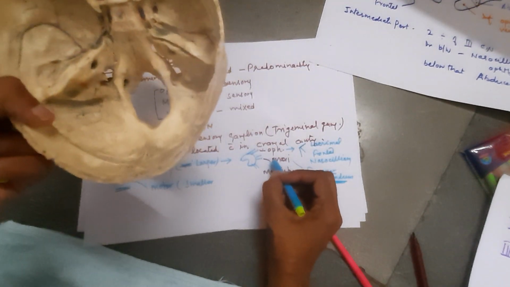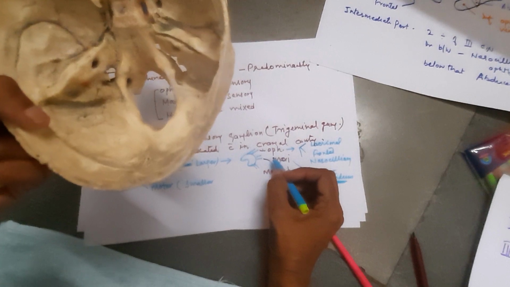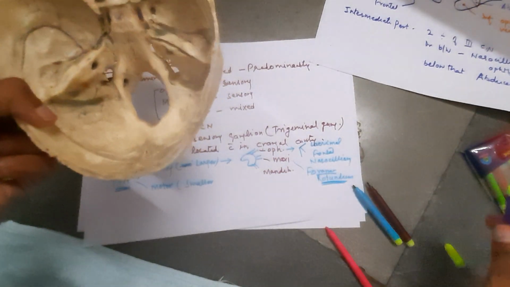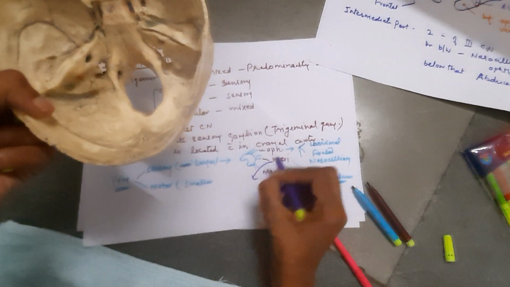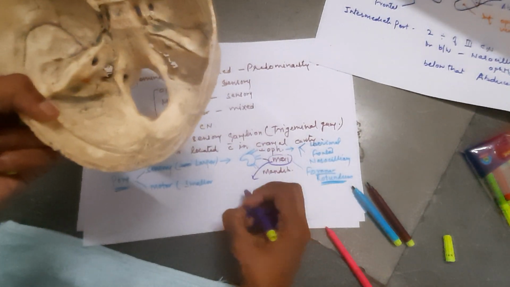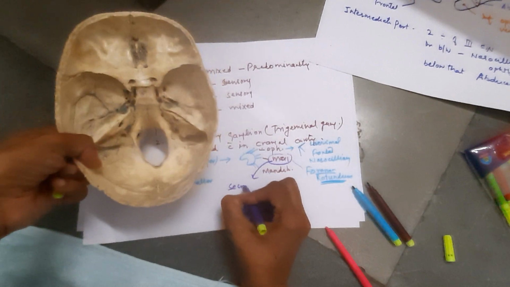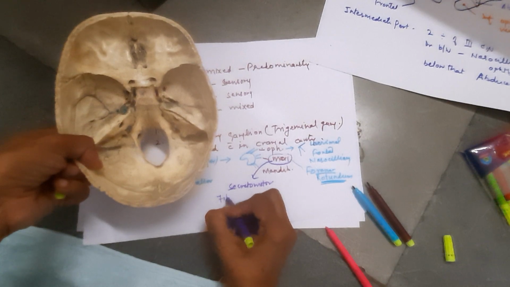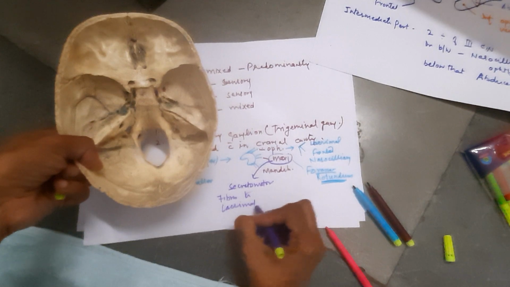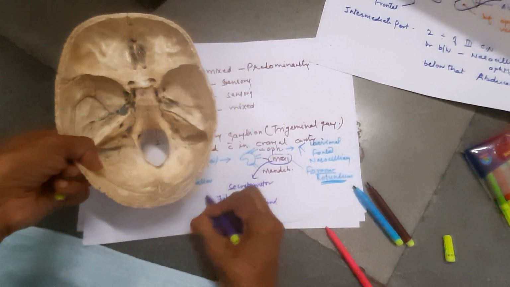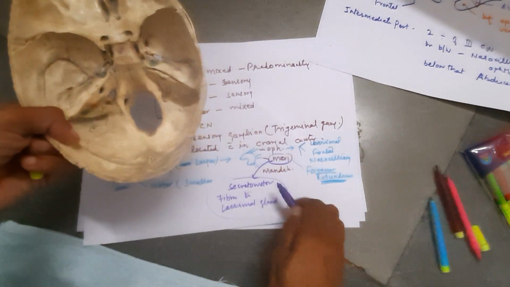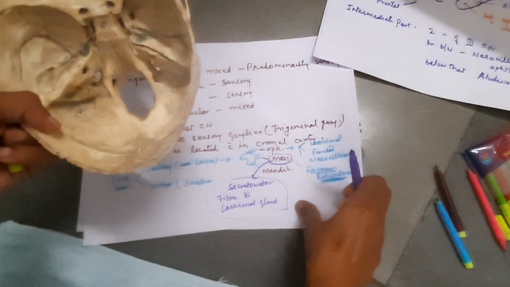It also conveys the maxillary division of the trigeminal nerve. It also conveys one important structure: the secretomotor fibers to the lacrimal gland. Okay, so maxillary nerve also conveys the secretomotor fibers to the lacrimal gland.